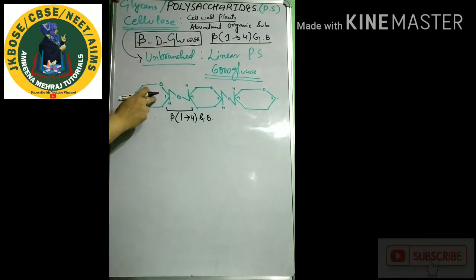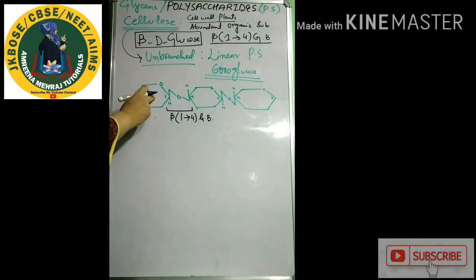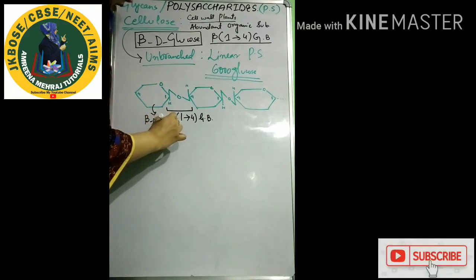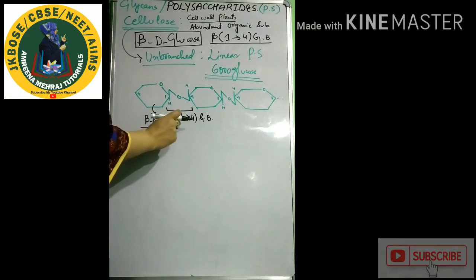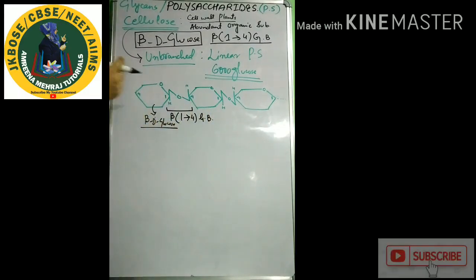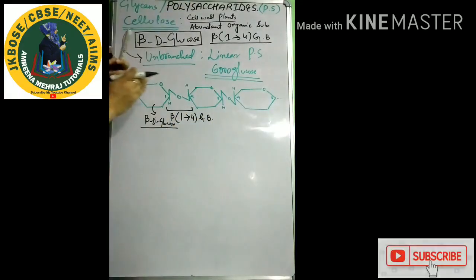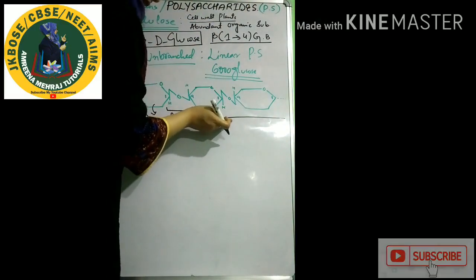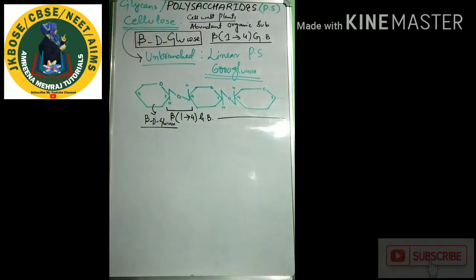Beta, because this glucose is not in alpha conformation, it is a beta anomer. So that's why this is what? This is beta D glucose. That's why the linkage is beta 1,4 glycosidic linkage. And these linkages are responsible for keeping the structure straight. So a cellulose chain is like this. It's a straight chain.